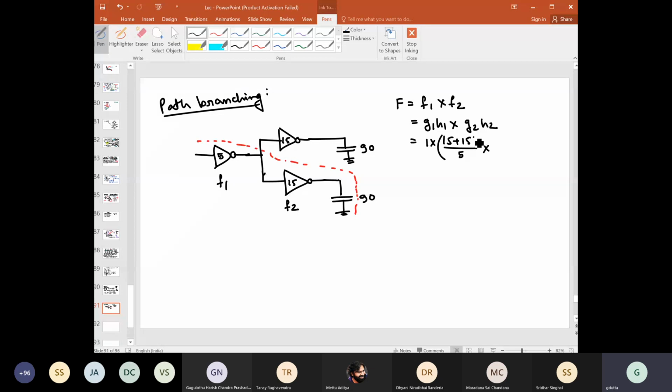Okay, so what will be G2? Again for this inverter it would be 1. What is H2? This inverter is driving a capacitance of 90, so it is 90 by 15, right? If you calculate this, the first becomes 30 by 5, which is 6, and this is 90 by 15, which is 6. So it is 36, right? So the total value of F, if you calculate it from this point, is 36.